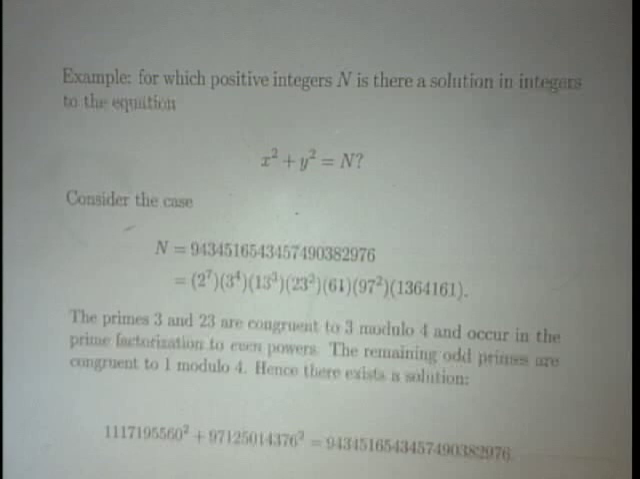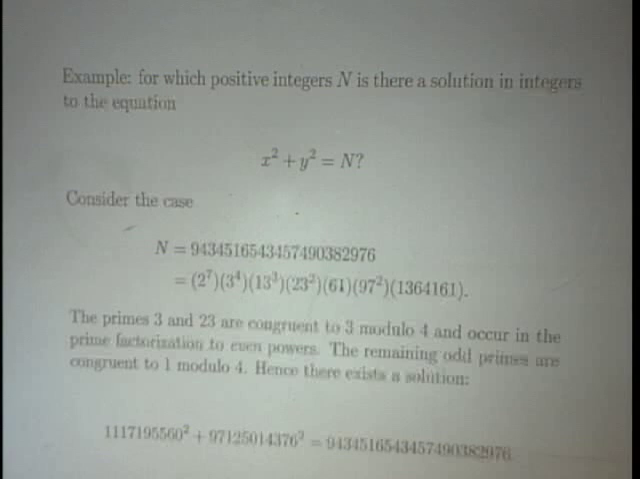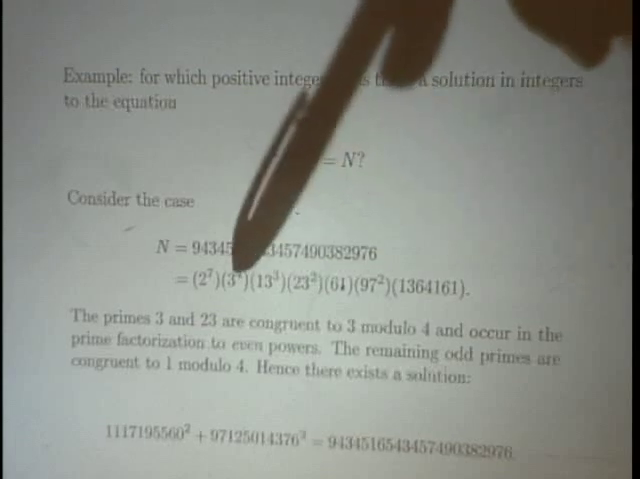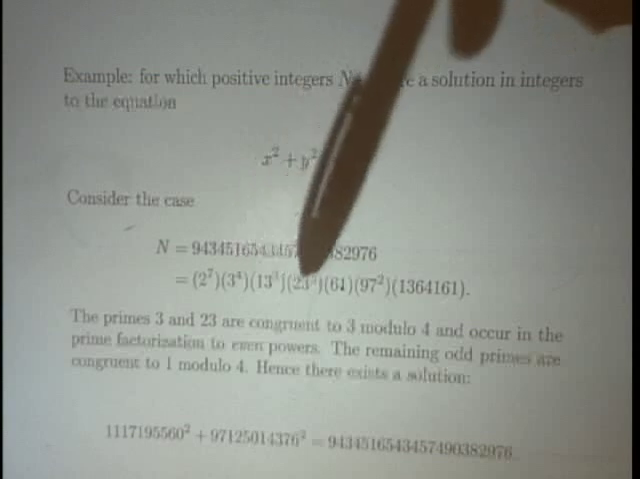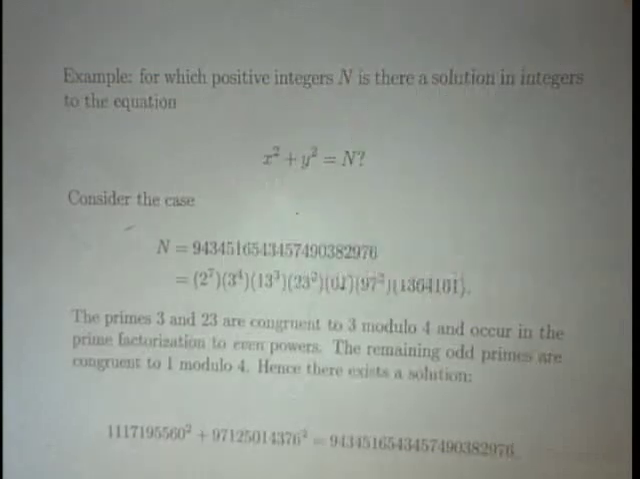The key step is to take the positive integer n and write it as a product of prime numbers. And then what you do is you look through the odd primes, and you pick out those that have remainder 3 when you divide them by 4. In other words, they're congruent to 3 mod 4. And in this particular case, 3 has that property, and 23 has that property. But the other odd primes, they're all congruent to 1 mod 4.